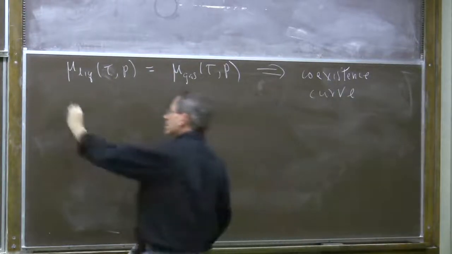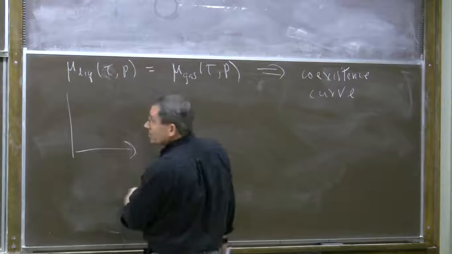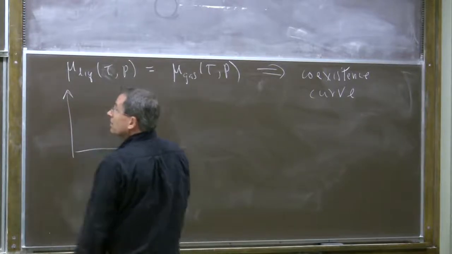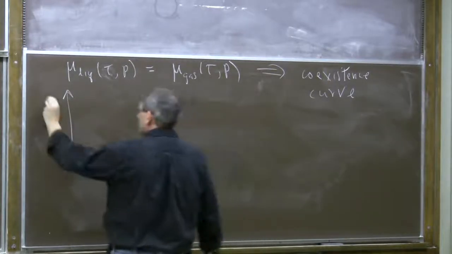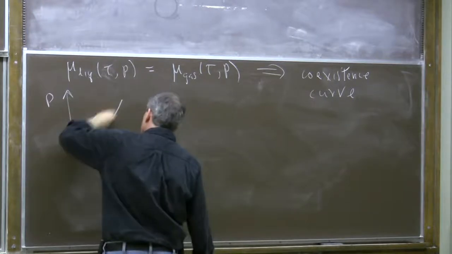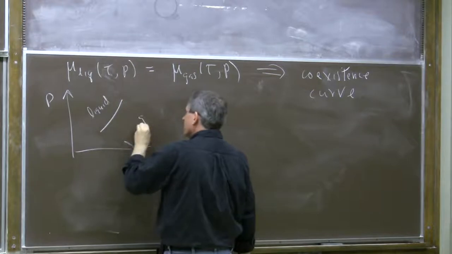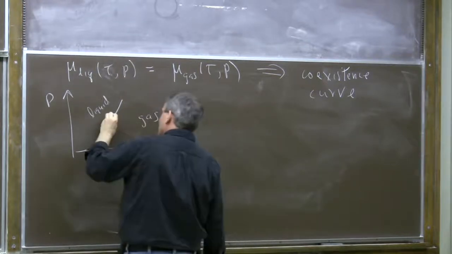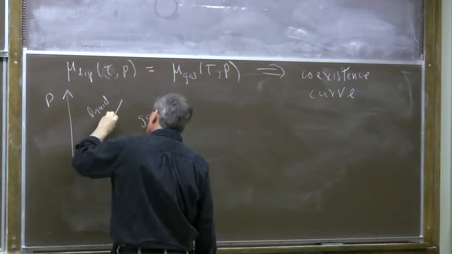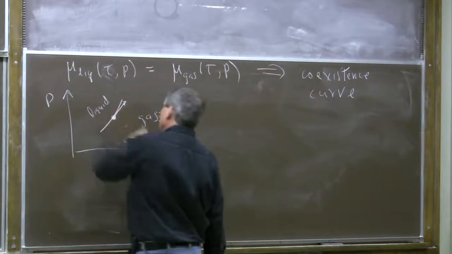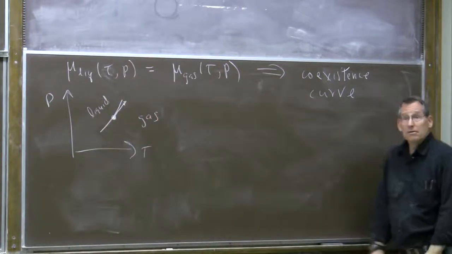So let's ask the question, when we consider the pressure-temperature plane, there's some coexistence curve. There's liquid on one side, gas on the other. Look at some particular point, and I'd like to know what the slope of the curve is at that point.